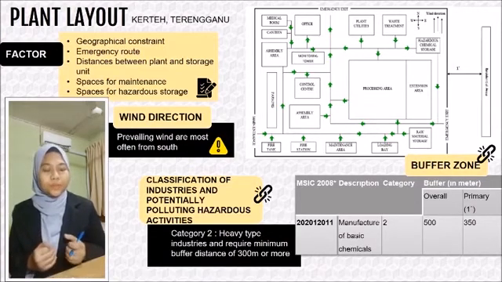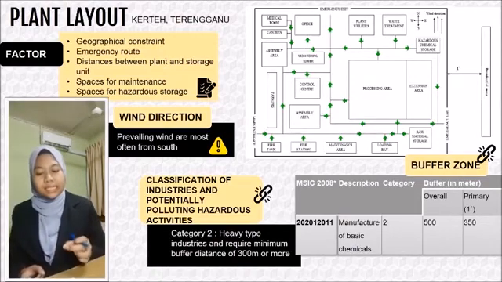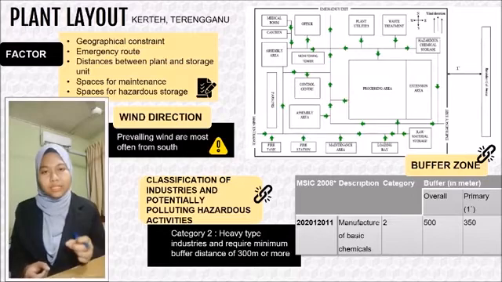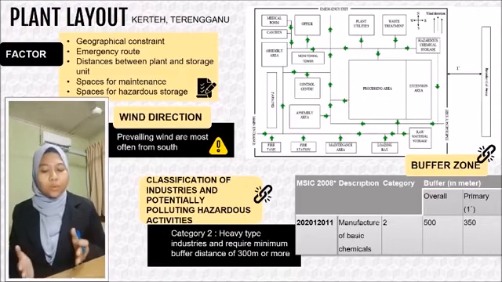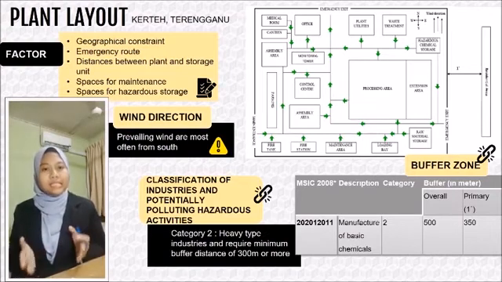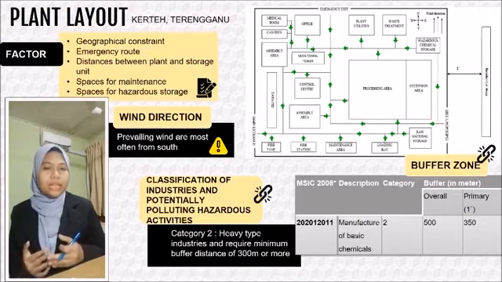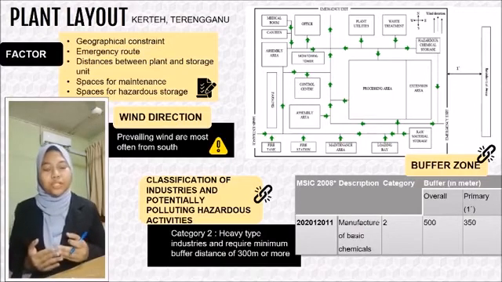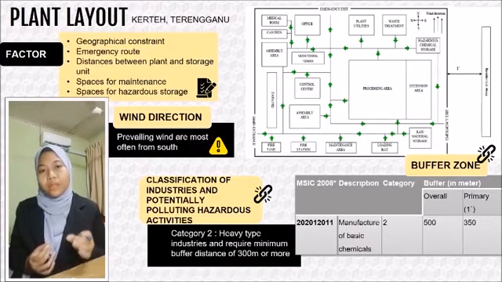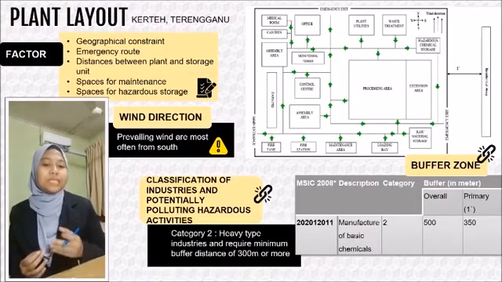Based on the Department of Environment classification of industries and potentially polluting hazardous activities, our 1-propanol production is under category 2, as it is described as a heavy type of industry that has high potential and high risk of fire and explosion. This is because of the raw material that we use, which is hydrogen gas, known as a flammable gas.